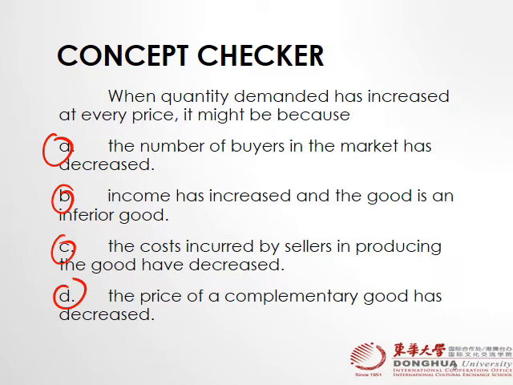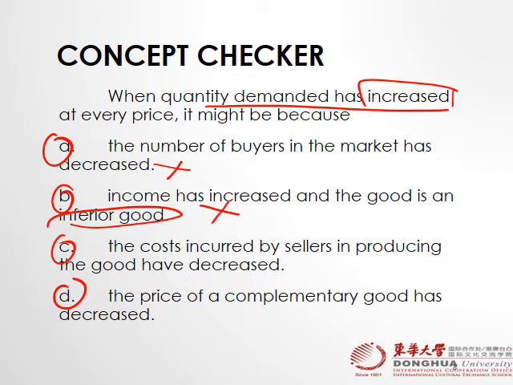So when quantity demanded has increased at every price level, it might be because, here is the tagline, quantity demanded has increased. The number of buyers in the market has decreased? No way. Income has increased and the good is an inferior good? No way, because quantity demanded has increased and income has also increased, so that's going to be a normal good, not an inferior good. The cost incurred by sellers in producing the goods has decreased? That's not related. Demand is not related to sellers, it's related to buyers. The only option left is D. Let's see if D is correct or not.